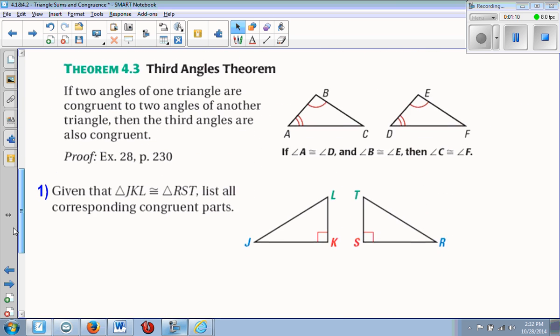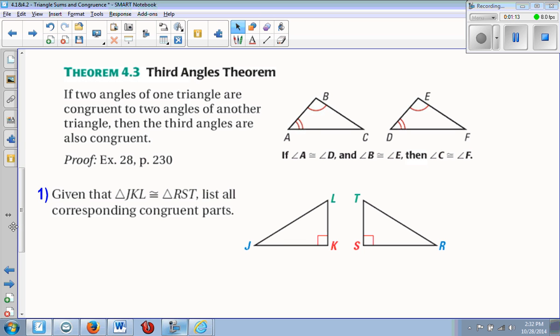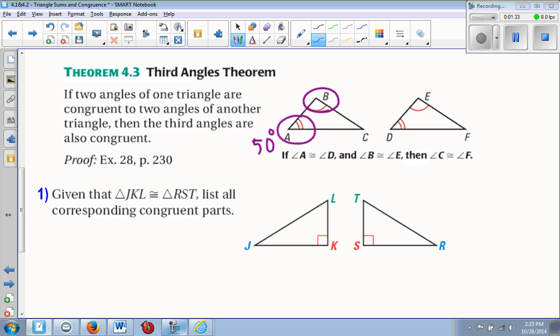Moving down, the first theorem we're going to talk about is the third angles theorem. If you have 2 corresponding angles in each triangle that are congruent, that automatically makes the third set of angles congruent. So in the 2 triangles that you're looking at, if one of the triangles has an angle measure of, say, 50 degrees, and another angle measure of, say, 80 degrees, that would also be true then for angles D and E because they're congruent. So D would be 50 degrees, E would be 80 degrees.